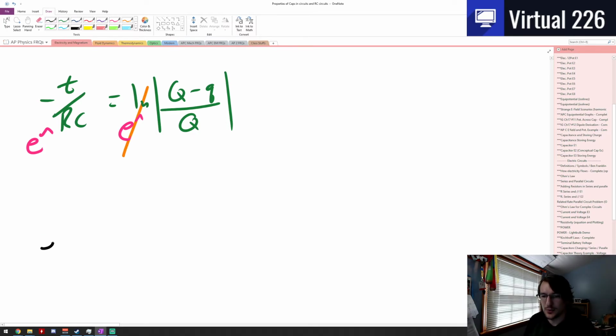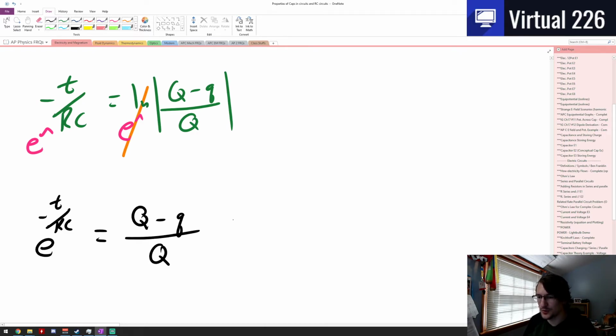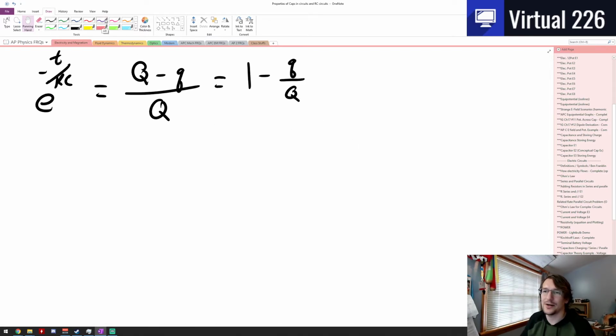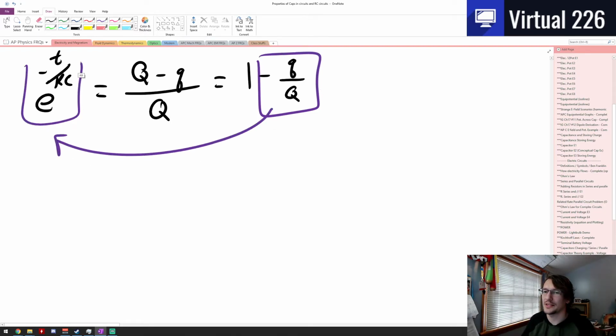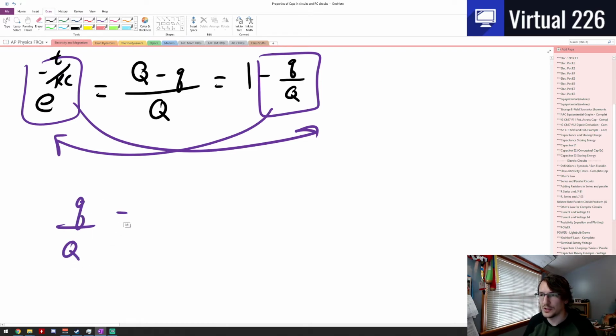So what we're going to have now is, let's go back to black. We're going to have e to the minus t over rc, because that's the power, equal to q minus q over q. And I could also write that as 1 minus q over q. Okay. If I have this now, I can just clean this up a little bit with some algebra. I'm going to move the q over q over to the other side, and I'm going to bring the e term over, just with addition. So I'm going to have q over q equaling 1 minus e to the negative t over rc.